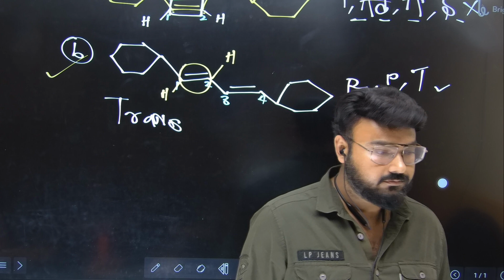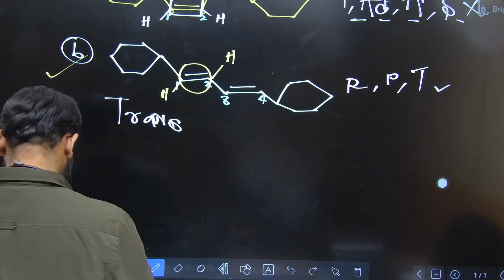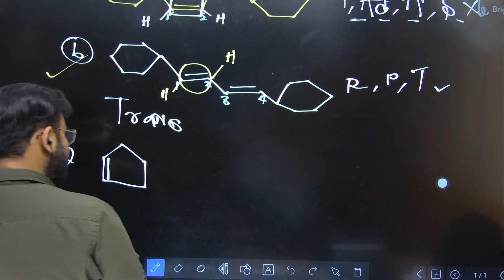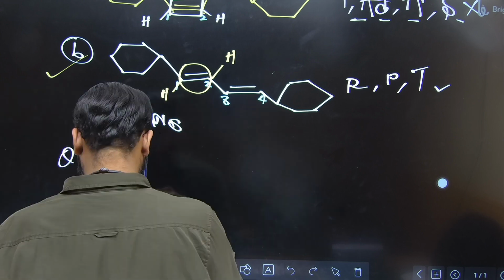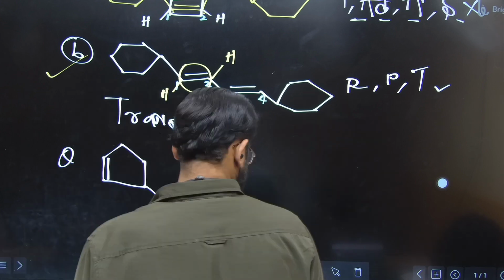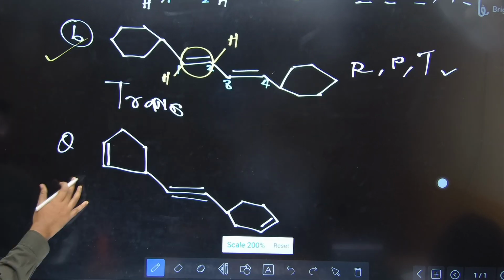Now, the next question, my dear students, is this. Look at the question very, very carefully. See, it's a pentagon with a double bond. Then there is a twist. There's a carbon with a triple bond, and then this carbon is connected with a hexagon with a double bond. So guys, it's a cyclopentene and a cyclohexene.